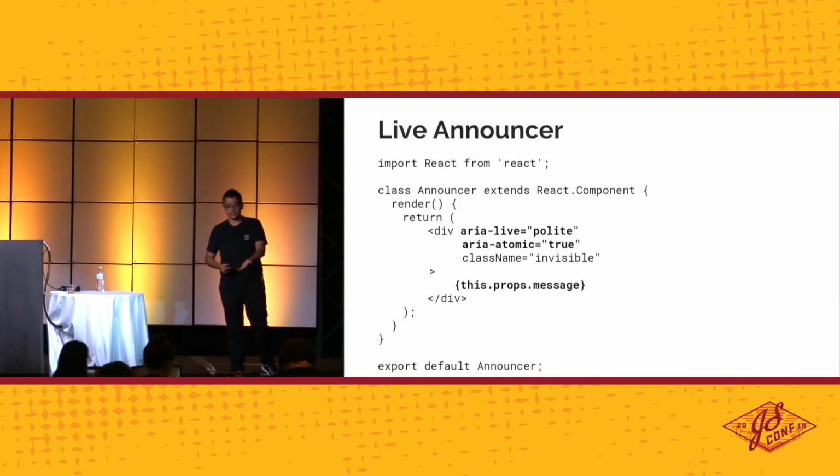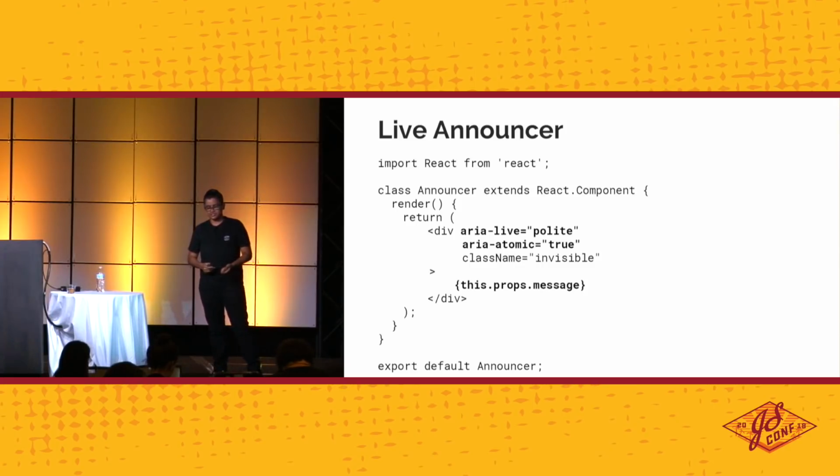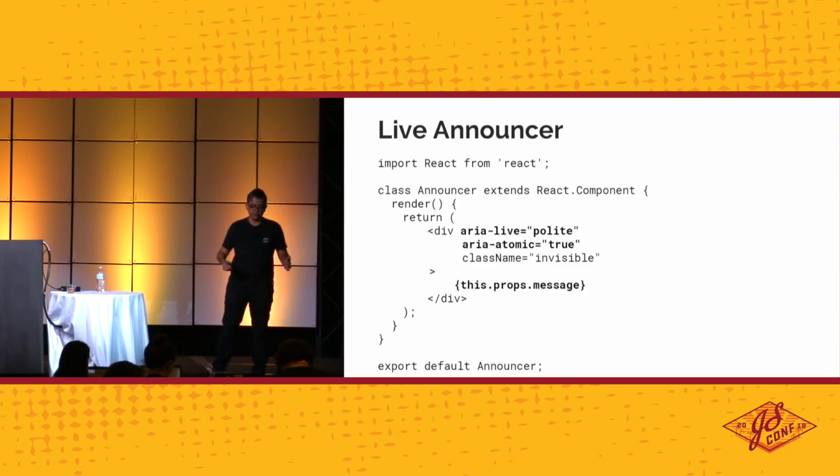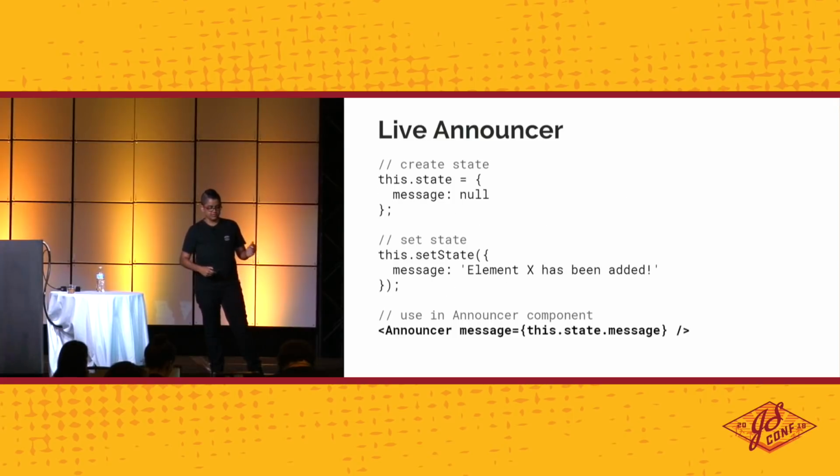You can see that the ARIA live value right now is polite, which means that the screen reader will wait until any other announcements have been finished to announce this one. ARIA atomic true means that whenever any part of the content inside this component changes, it will announce the entire thing all over again. How to use this?